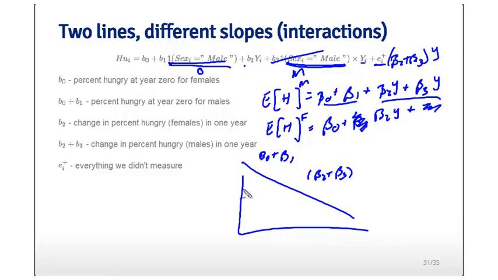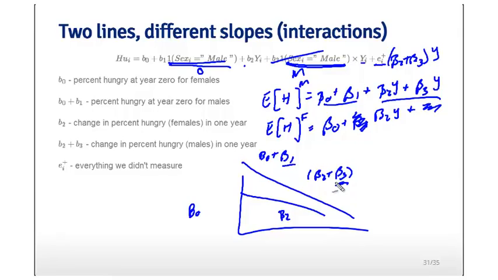Okay, and then here it is for females, and their intercept is beta naught by itself, and their slope is beta 2 by itself. So the interesting part about this is that beta 1 is again interpreted as the change in the intercept, which, remember the way we've characterized it, isn't terribly meaningful because it's the percent hungry at year 0, which we don't care about. Beta 1 is the change in the intercept between the two groups. Beta 3 is the change in the slope between the two groups.